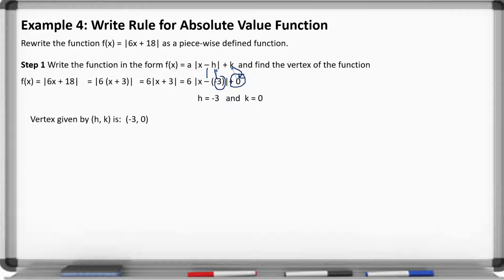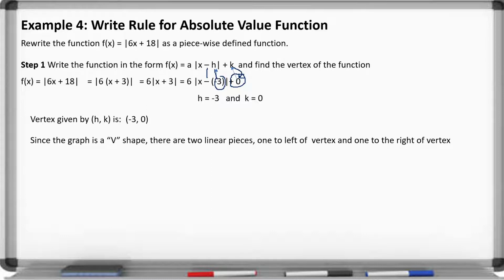Now remember that the graph has a V shape because it's absolute value. So therefore, there are two linear pieces, one on the left of the vertex and one on the right. So we have something that looks like this, or it could look like the upside down, depending on whether it's negative or positive. But this right here is our vertex. So on the left side of the vertex, you have a line that goes up here, and on the right side, you have another line that goes up, but in a different direction. So actually, this left part is decreasing, and then the right part is increasing. So we get to figure out those two equations.